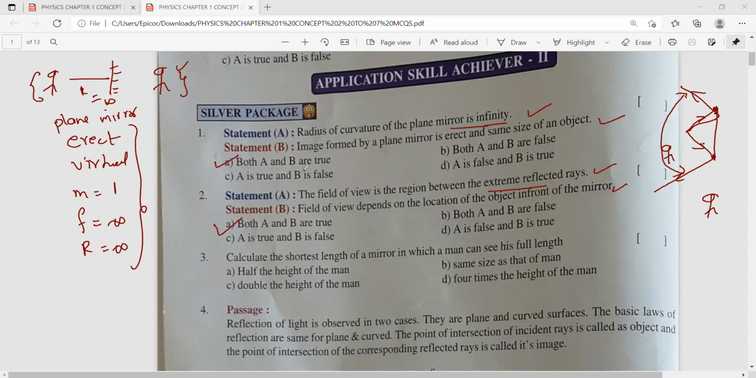Yes, these two questions are clear, children. Everyone, we'll go for that question.